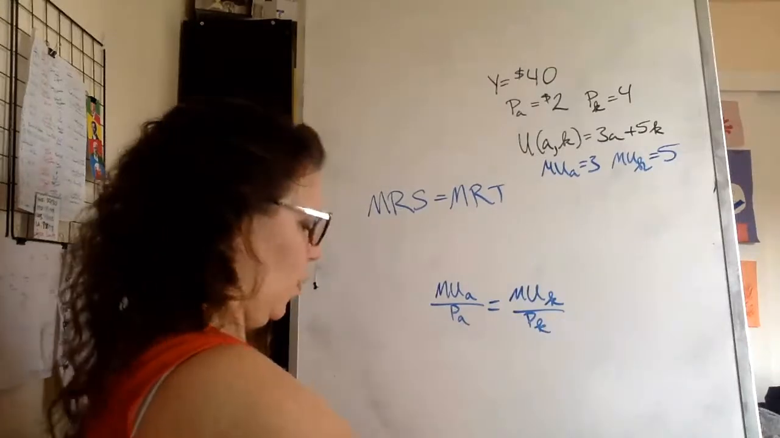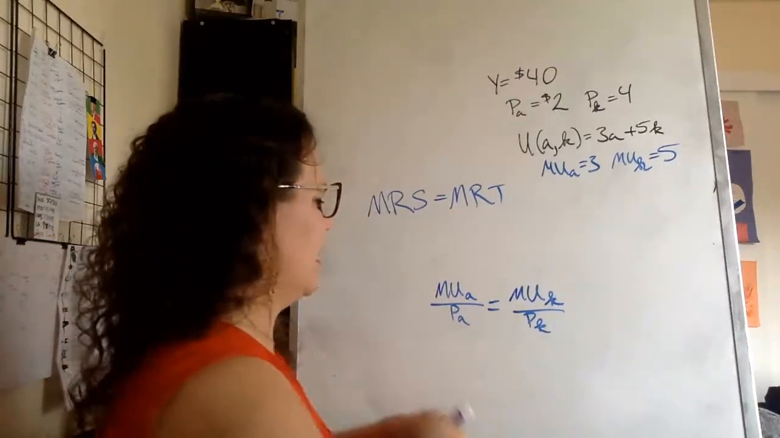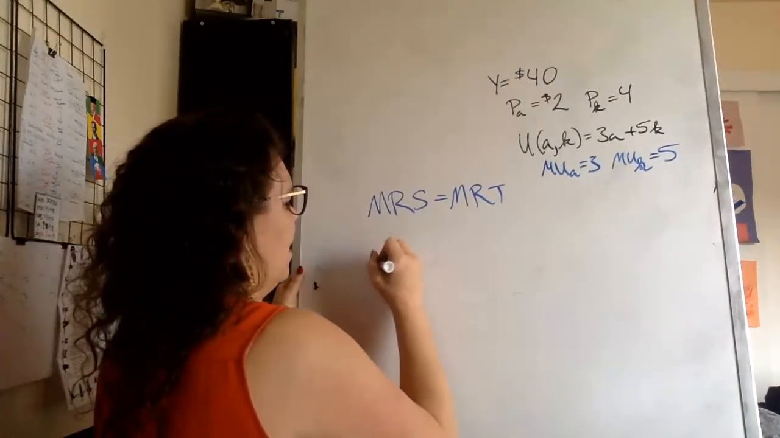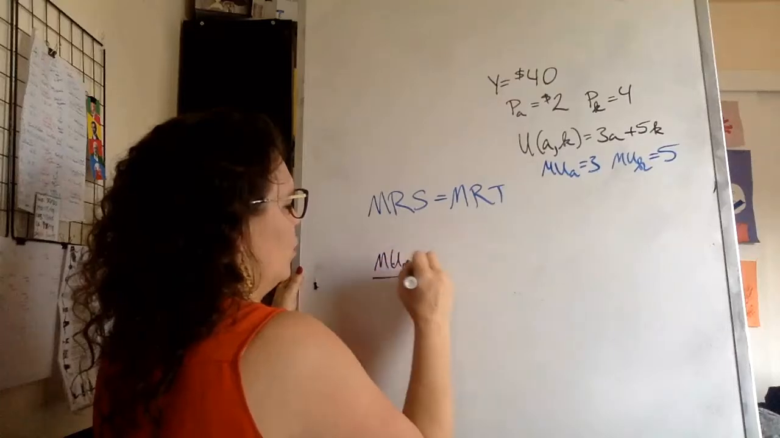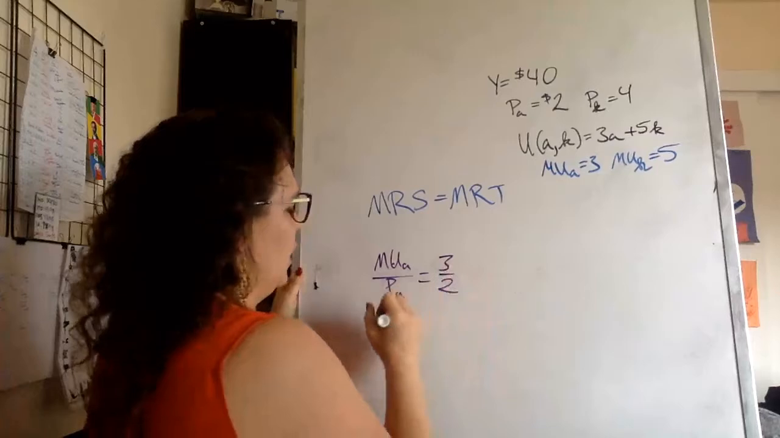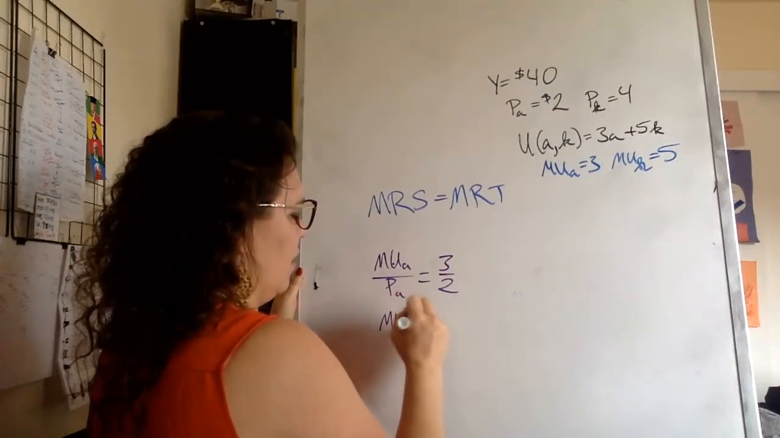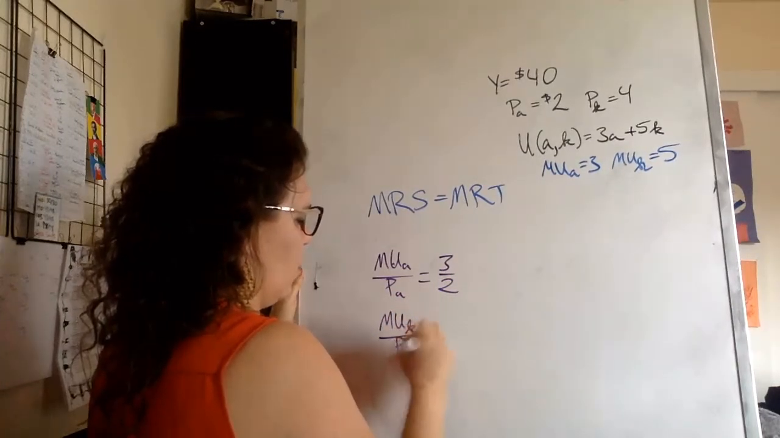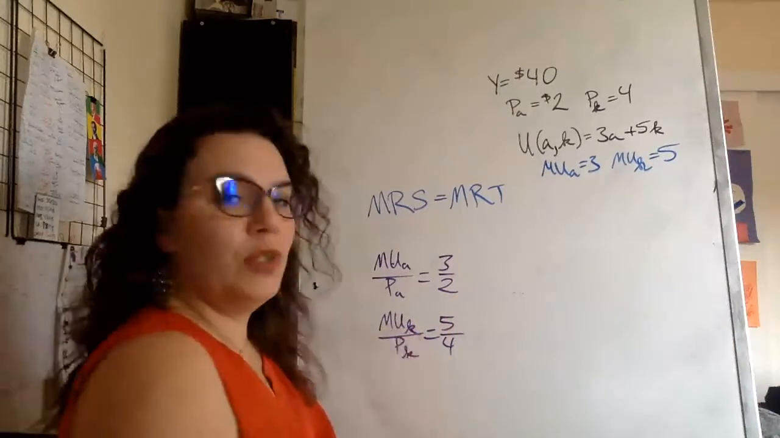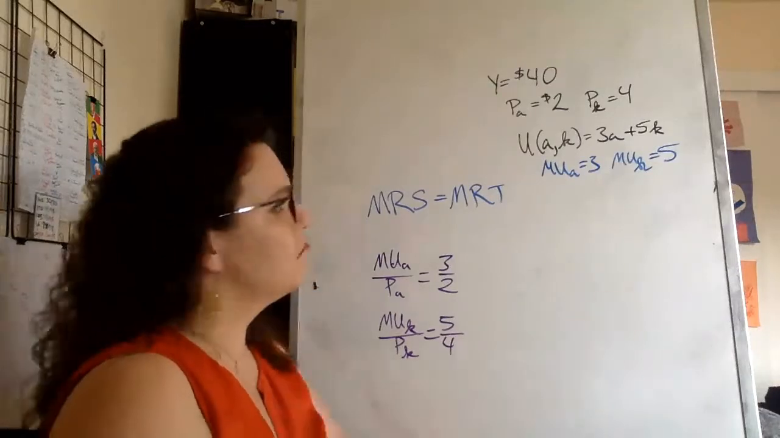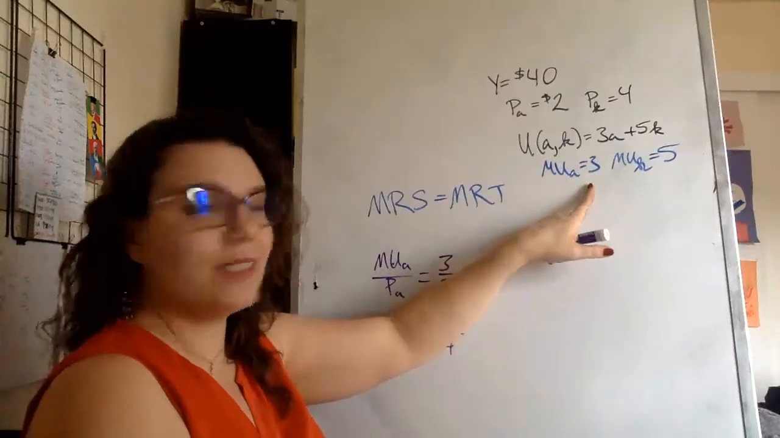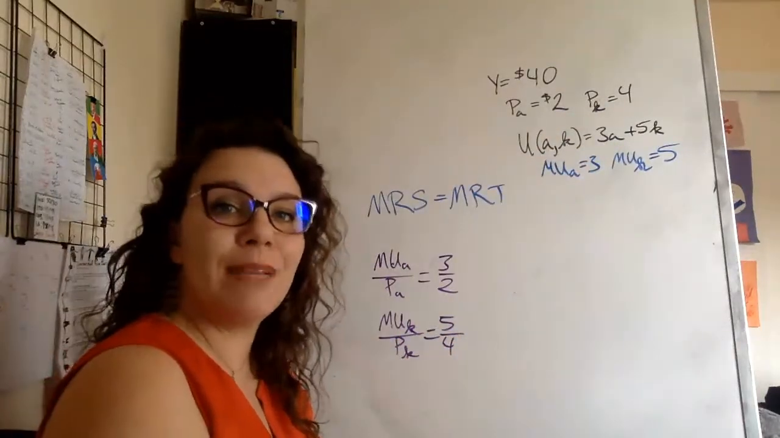So, we can come down here and let's calculate this. The marginal utility of apples relative to the price of apples is going to be 3 divided by 2. The marginal utility of kumquats divided by the price of kumquats is 5 divided by 4. So there's 2 things going on here. First of all, Andy gets way more utility from kumquats than he does from apples. But kumquats are also more expensive than apples.